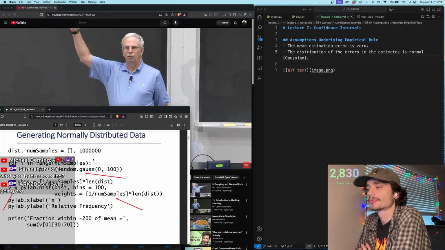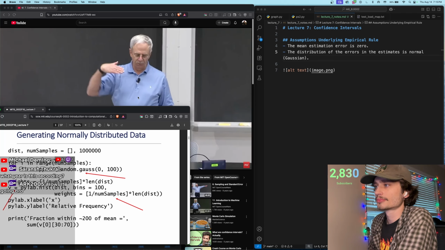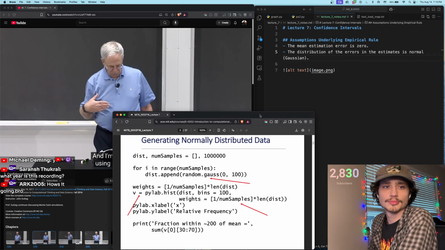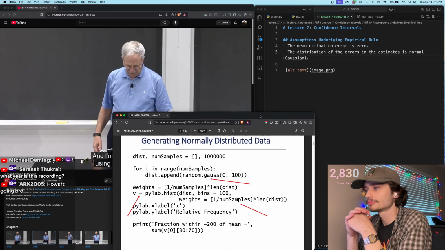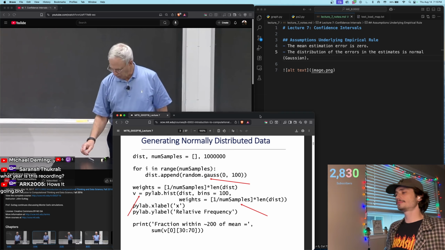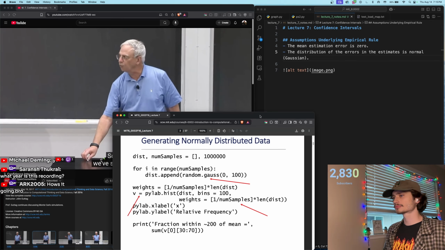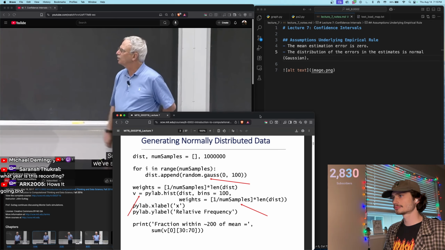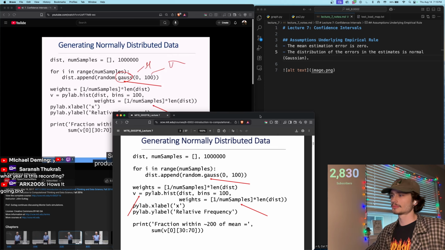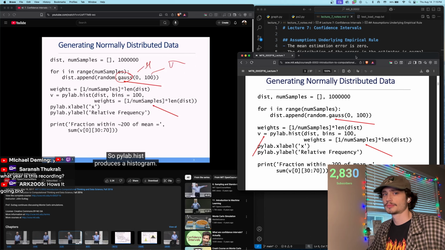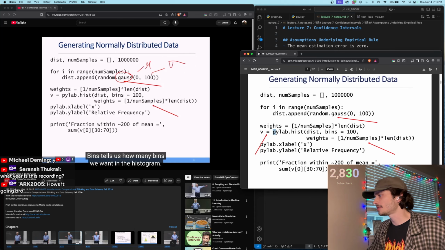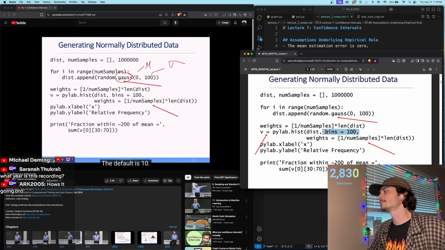I'm then going to produce a plot of those so you can see what it looks like. And I'm going to do that using some things we haven't seen before. First of all, we've seen histograms. pylab.hist produces a histogram. Bins tells us how many bins we want in the histogram. I said we want 100. The default is 10.